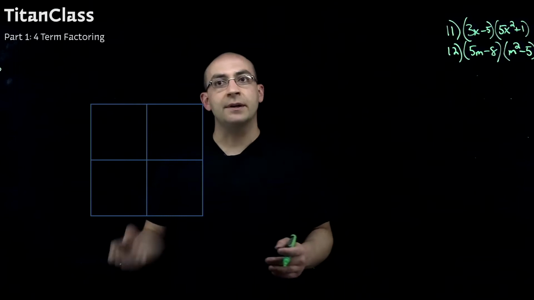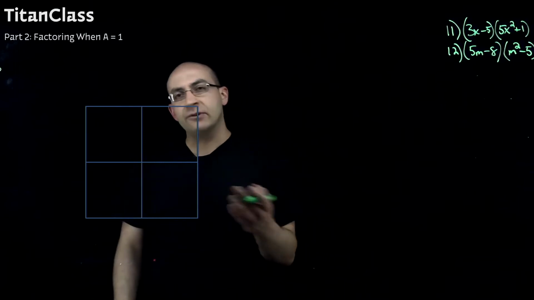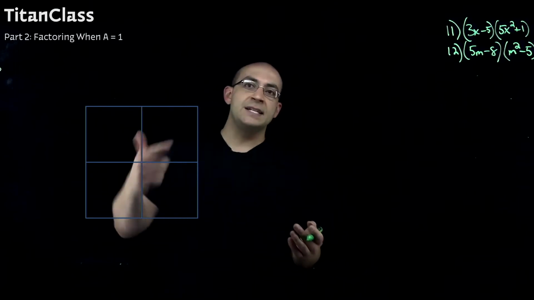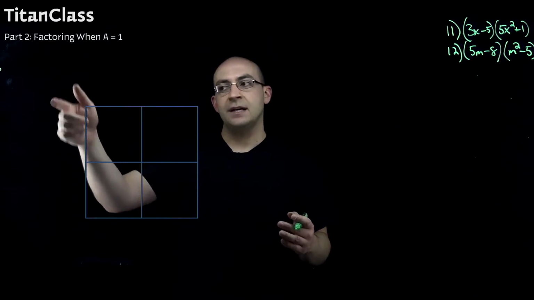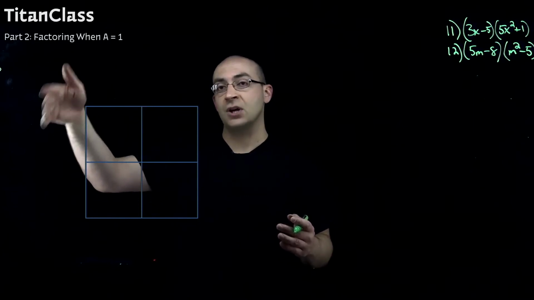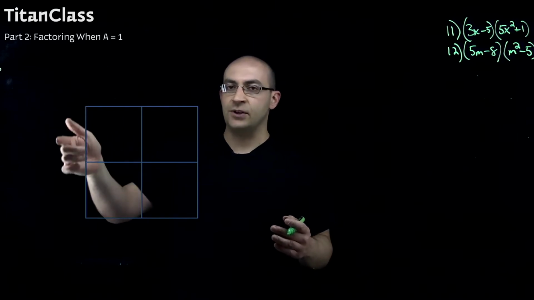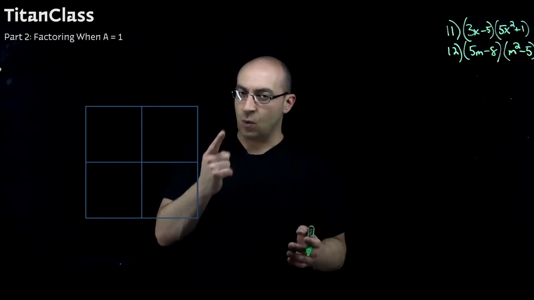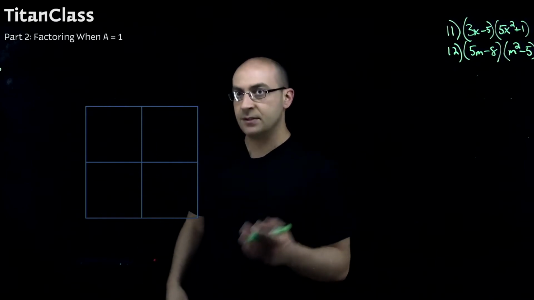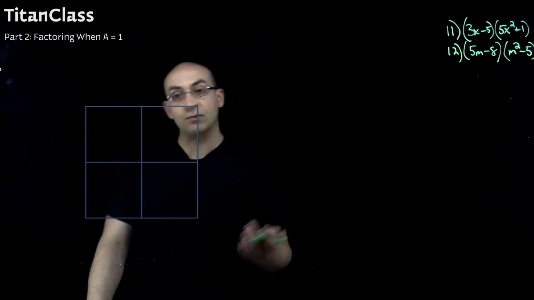Let's jump to another set. Factoring when a is 1. Now, when a is 1, what I mean by that is the first term, its initial value or first coefficient, we call that a leading coefficient. There is no number there. When that number value is not there, it's 1. So you're going to see in a minute what we're talking about. So let's jump right to number 13.